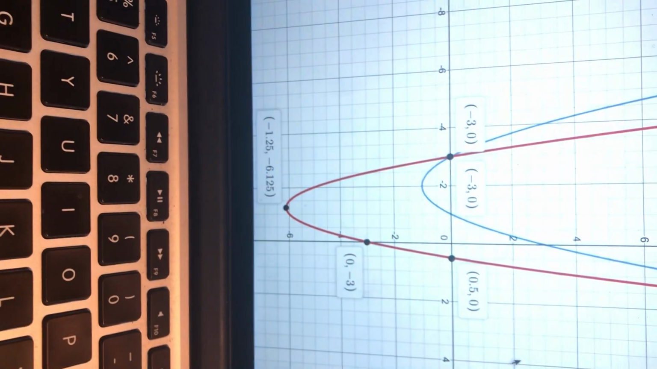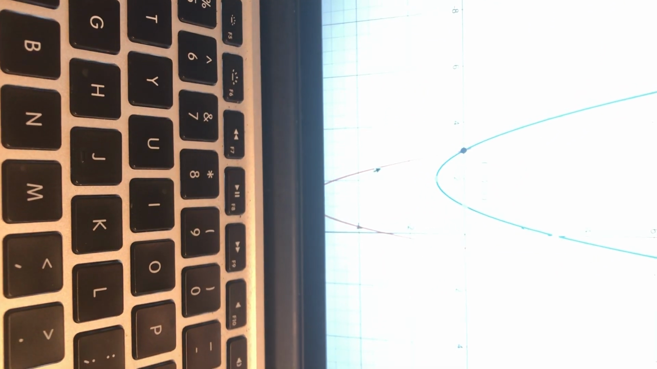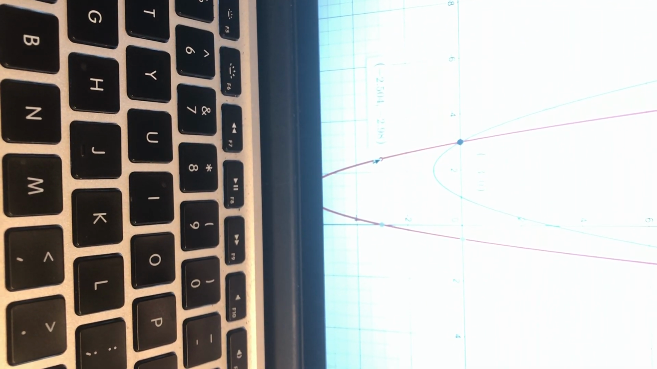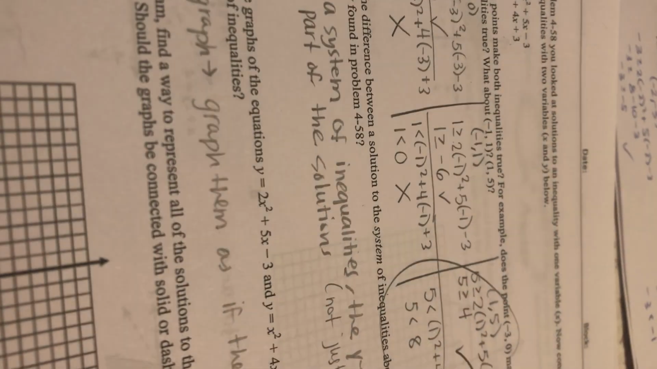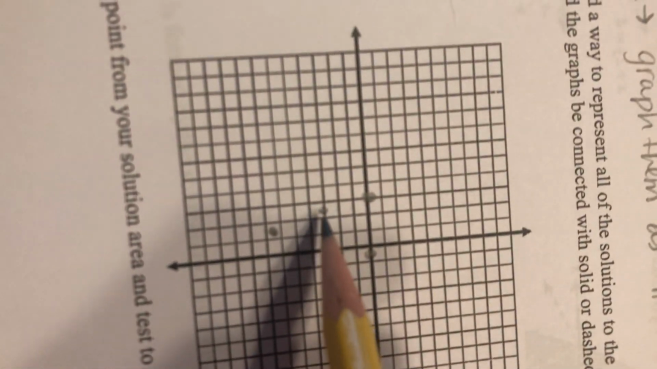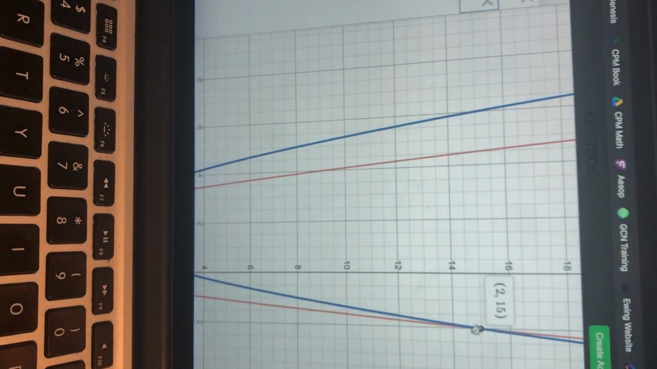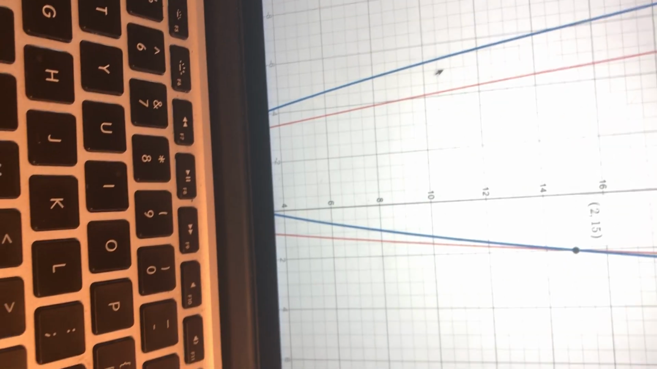So what other points do I see that I can scroll up at? There's this point right here, -2.5, -3, which is kind of symmetric to the y-intercept. And then if I scroll up, oh, I see 215.